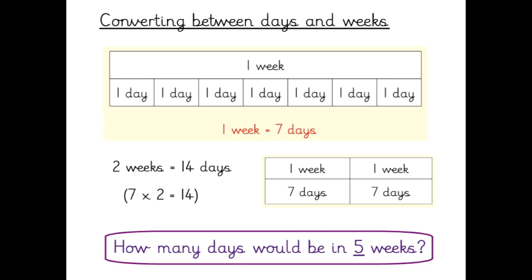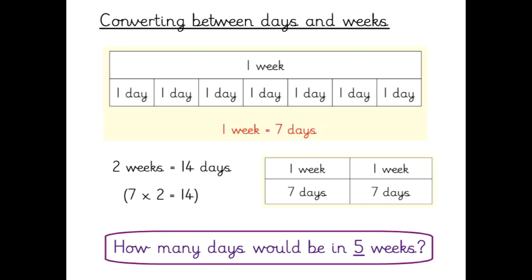Now that we've got all that information, we're ready to start converting. First, we're going to convert between days and weeks. So my first bar model shows that 1 week is the same as 7 days. So there are 7 days in a week.